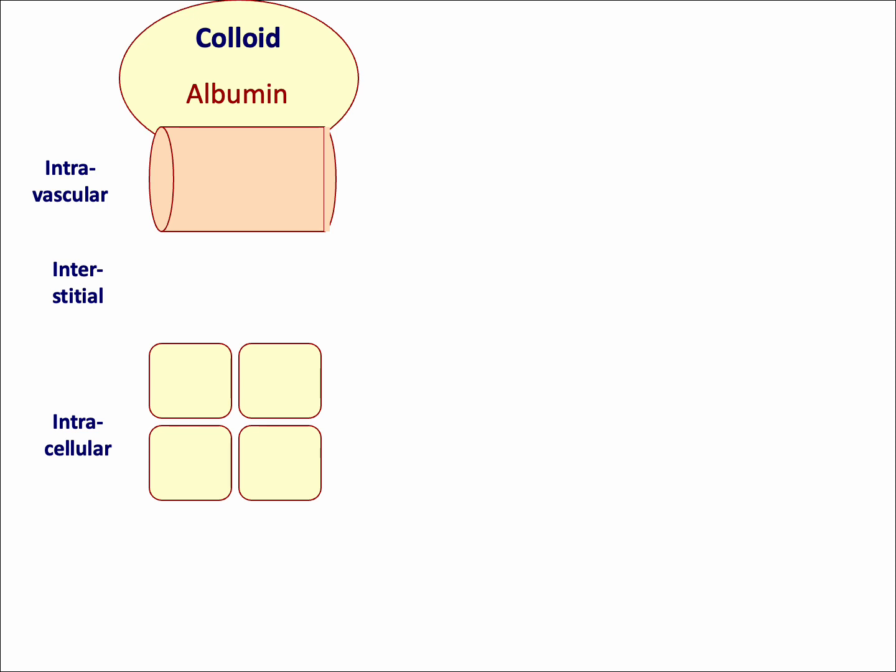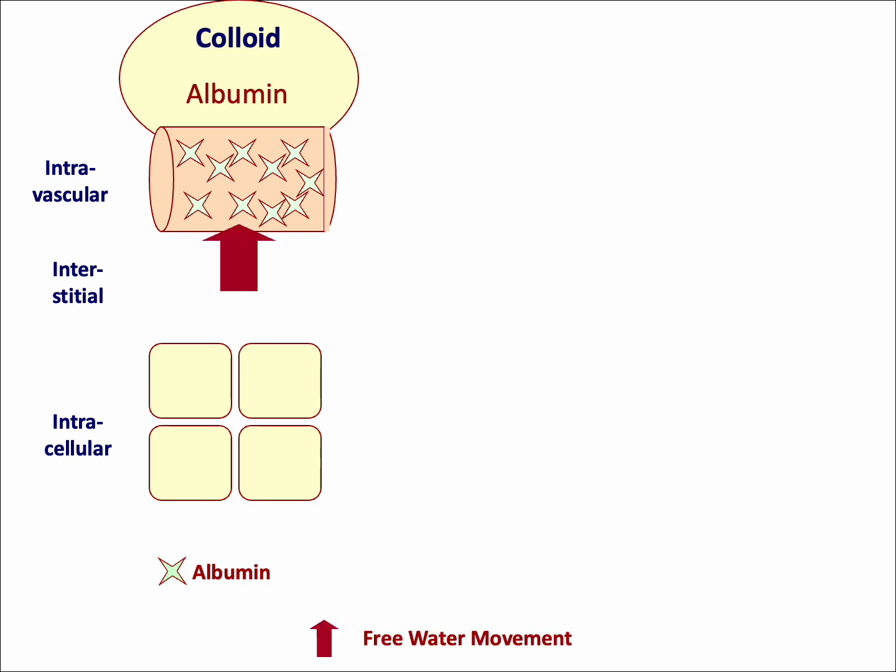So let's look at colloids, and when we give albumin, for example, as the classic colloid, where does it go? Well, in this graphic, you'll see albumin in the intravascular space, and lo and behold, pretty much it will stay. In fact, not only will the albumin stay in the intravascular space and expand the intravascular space, it will actually draw some fluid from the intracellular and interstitial spaces. Free water movement basically going toward the intravascular space.